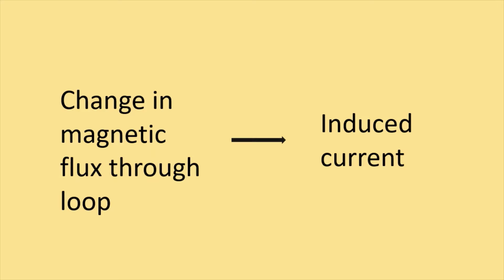So this is the basic notation of Faraday's law, and it says that the change in magnetic flux through a loop gets us the induced current. And what do I mean by that? So let's imagine we have a loop of wire and it's moving.